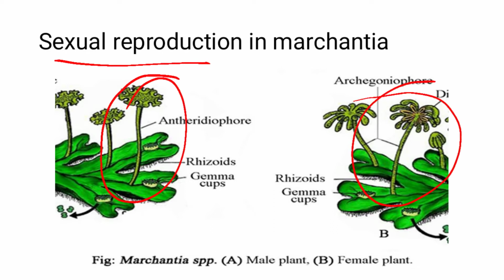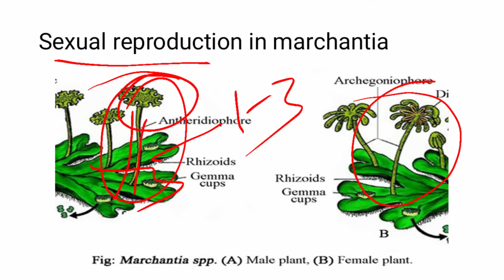What are gametophores? The gametophores are long stalked structures, produced onto the dorsal surface of the Marchantia, which produce the gametes. Gametophores are the gamete producing organs. They are very long, and the length of the gametophore might vary from 1 to 3 centimeters. They are attached onto the dorsal surface of the Marchantia.